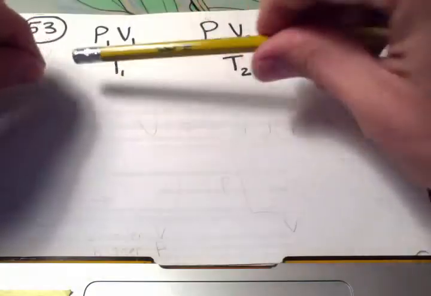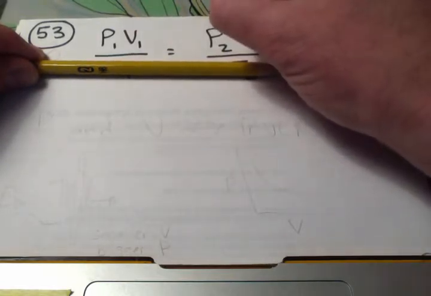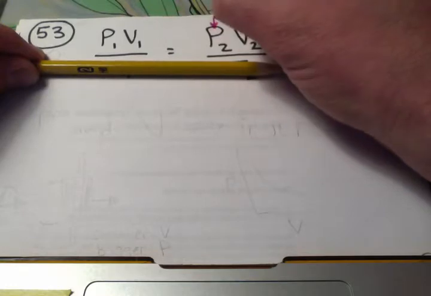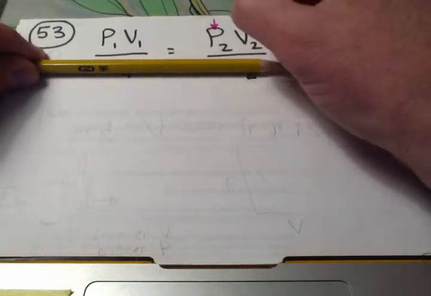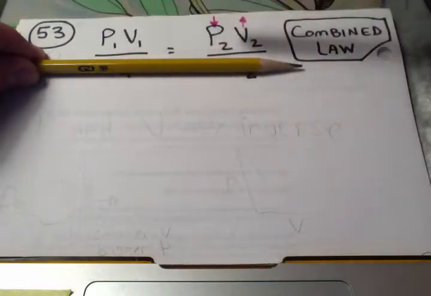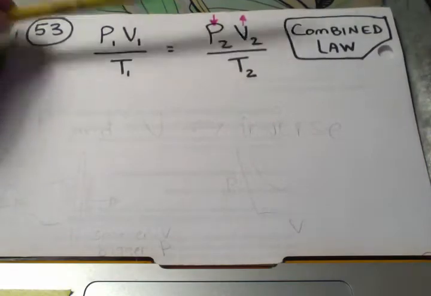If temperature's held constant, what does that mean? If temperature's constant, it cancels out. But really, that means if you keep that true, if your pressure is going to go down, to keep that true, your volume's going to have to go up. If this goes down, the other one's got to go up to keep that equal.